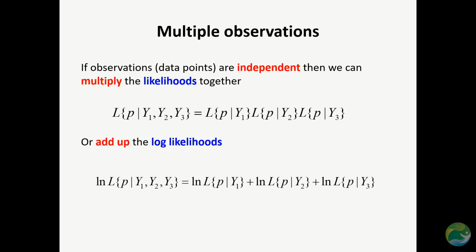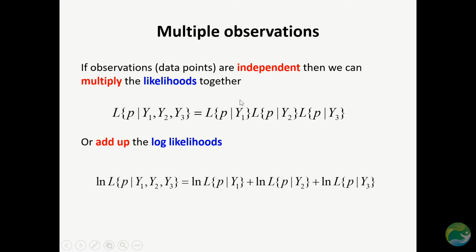What if we have multiple observations? If the observations and data points are independent, then we can multiply the likelihoods together. If we have multiple observed outcomes, Y1, Y2, Y3, then the likelihoods should multiply together: likelihood of Y1 times likelihood of Y2 times likelihood of Y3, because they are independent.